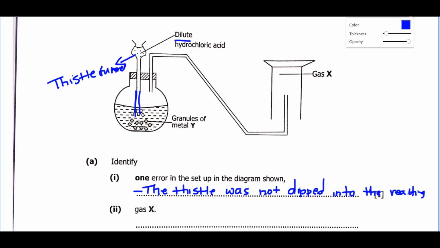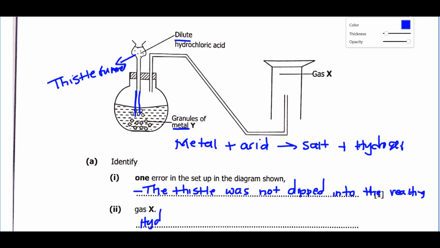Then gas X, since this is a metal, a reaction between metal plus any acid gives salt plus hydrogen. So the gas that we are dealing with is hydrogen. So gas X is hydrogen.